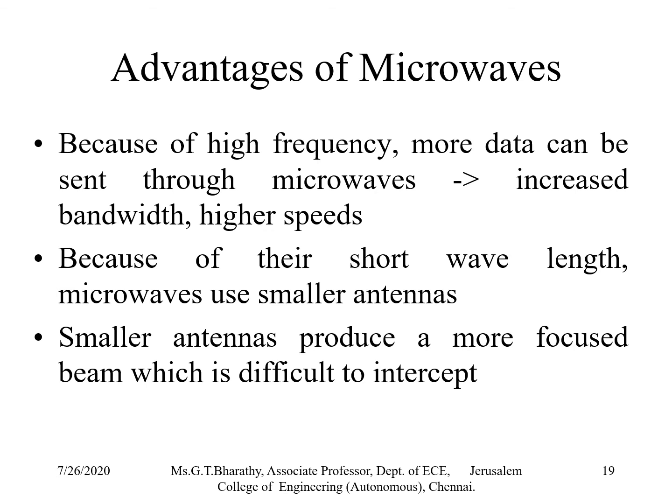We saw the advantage of the microwaves, that since it is having a higher frequency, it transfers more data with increased bandwidth and higher speed, and since the frequency is very large, the wavelength lambda is going to be very small, so it is going to use only smaller antennas. And the third advantage is smaller antennas is going to produce more focused beam, which is very difficult to intercept.